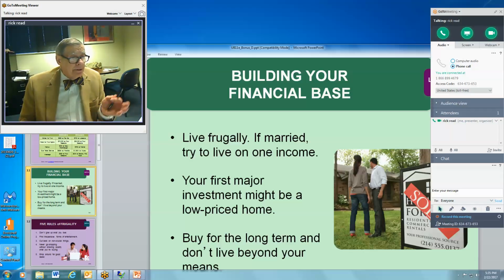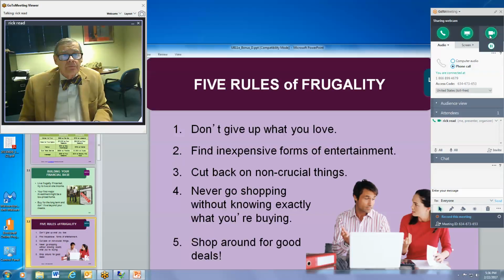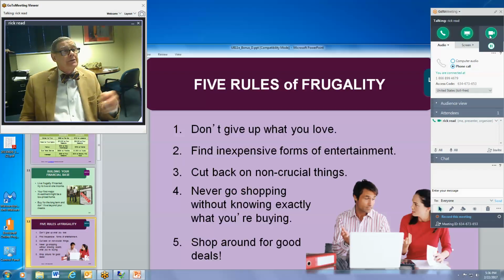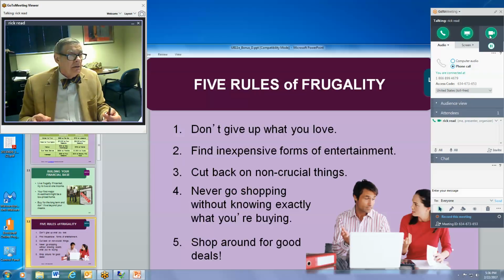And this last thing about not living beyond your means, that goes back to being frugal. Notice here, the first thing it says about these 5 rules of frugality: don't give up something you like. If it really means something to you, continue to do it. But there are other things you may be able to give up, or that you really don't need. You may want something, but you don't need it. Think about it in those terms.